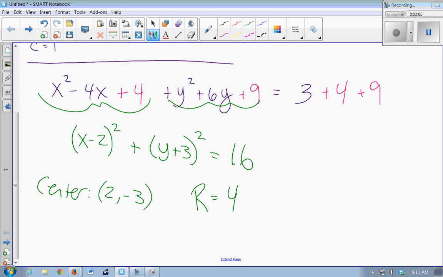So that's finding a conic section when it's in standard form. This one happens to be a circle. If you end up with these things with denominators, and the right side is 1, that would be an ellipse. If you end up with denominators and the right side 1 and a subtraction sign, that would be a hyperbola.